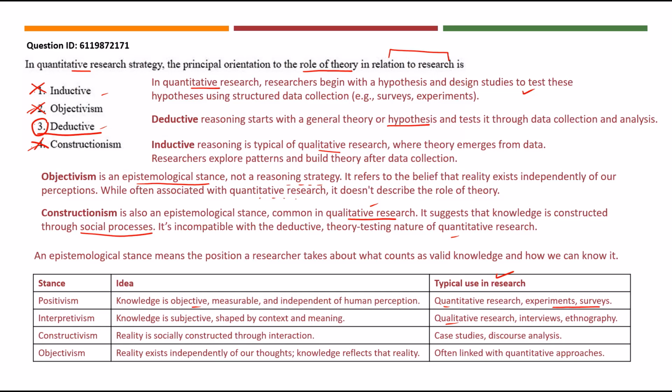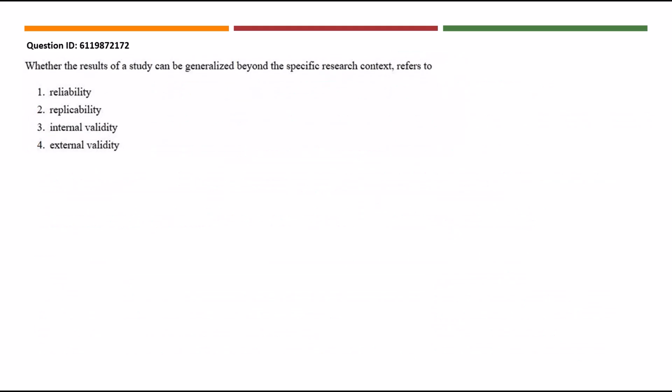What about objectivism? Reality exists independently of our thoughts. So subjectivity is not there. Knowledge reflects that reality, often linked with quantitative approaches. Once you have objectivism, definitely it plays a role in quantitative approaches. So now you have idea about all the 4 stances and how they are used in research. Maybe this can turn out to be a question next time, so do have a learning. Next question.